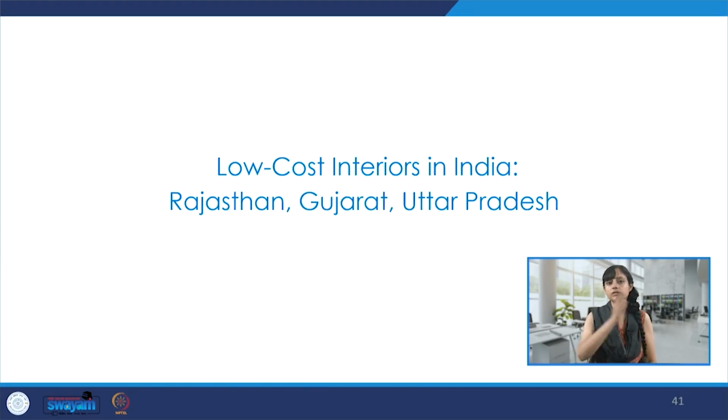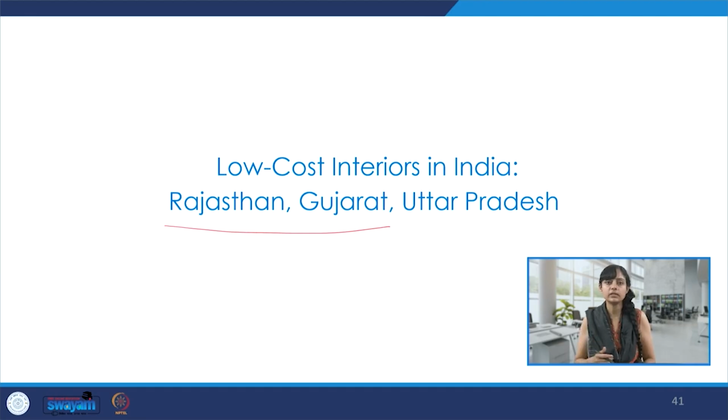Now completely in contrast to the luxury interiors, we are now going to talk about the low cost interiors, and there are some examples from India, specifically Rajasthan, Gujarat, Uttar Pradesh, maybe there is an example from Uttarakhand also.